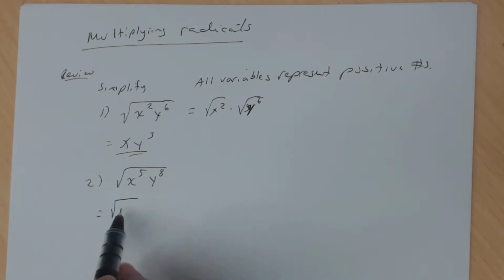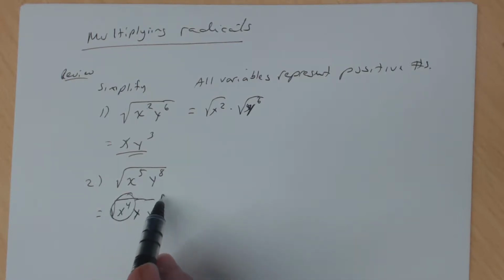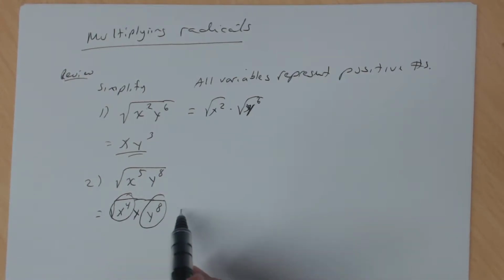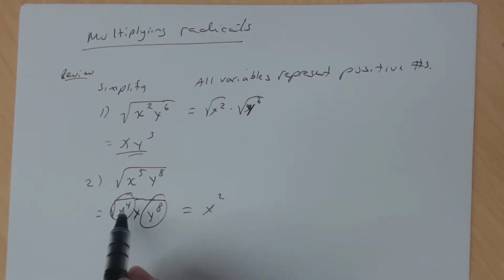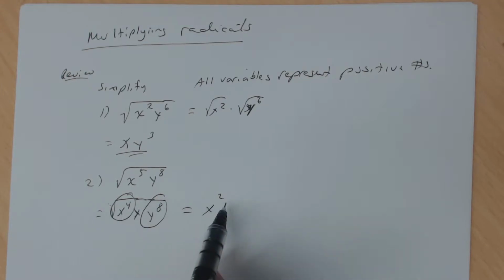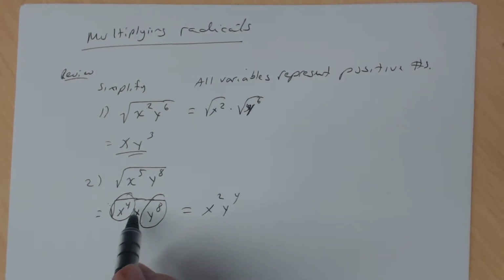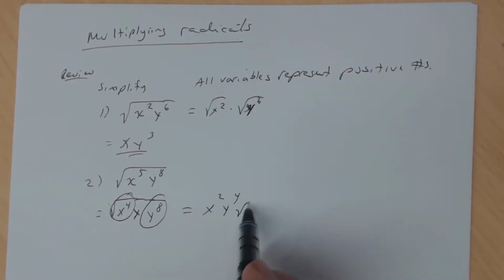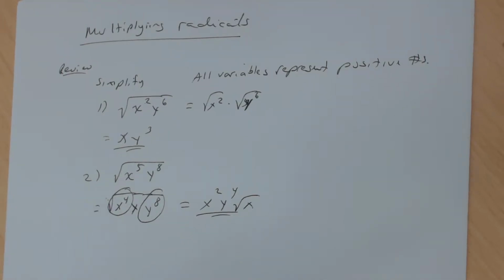So what we did was we wrote this as x to the 4th times x, because x to the 4th times x is x to the 5th, and we left this one as y to the 8th. And then we simplified the square root of x to the 4th, and we simplified the square root of y to the 8th. So the square root of x to the 4th is going to be x squared, because 4 divided by the index 2 is 2. And the square root of y to the 8th is going to be y to the 4th, because 8 divided by 2 is 4. And we're left with the square root of x. Okay, so that was a quick review.